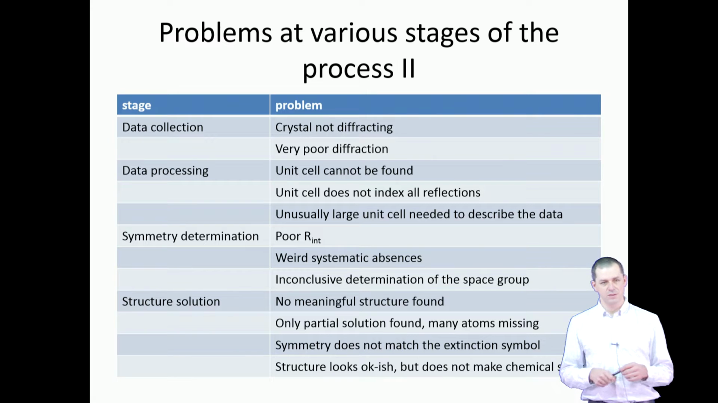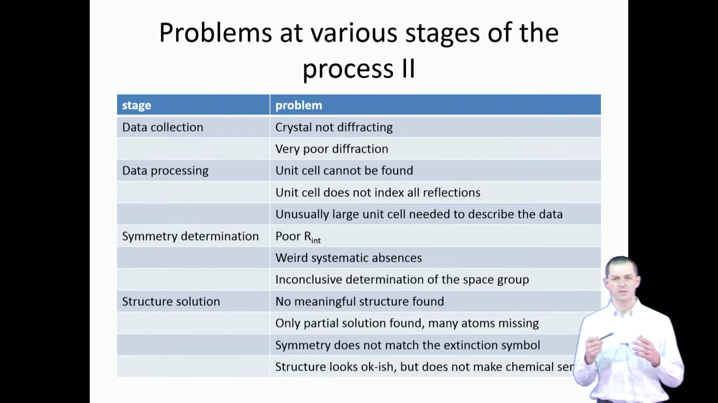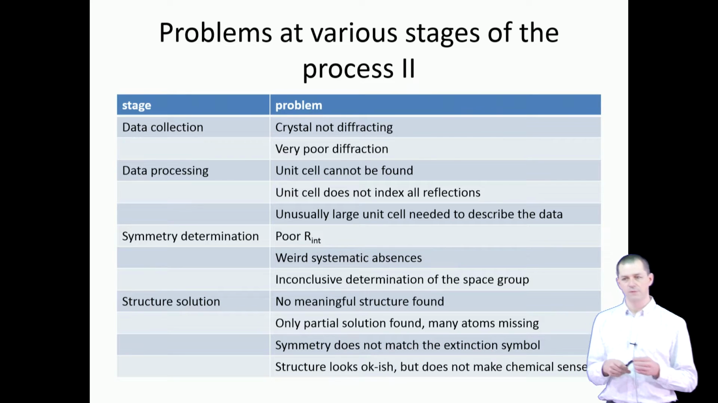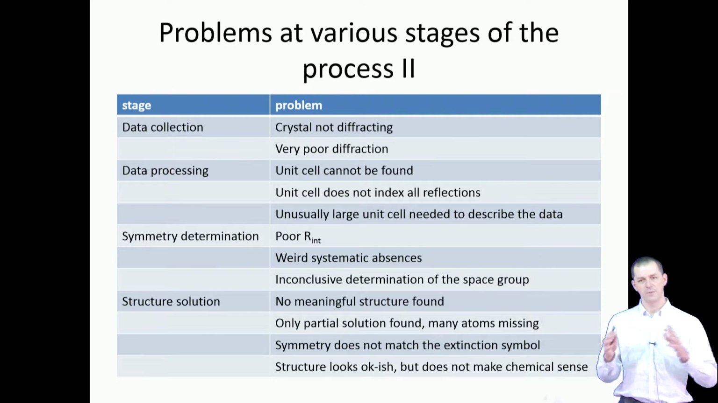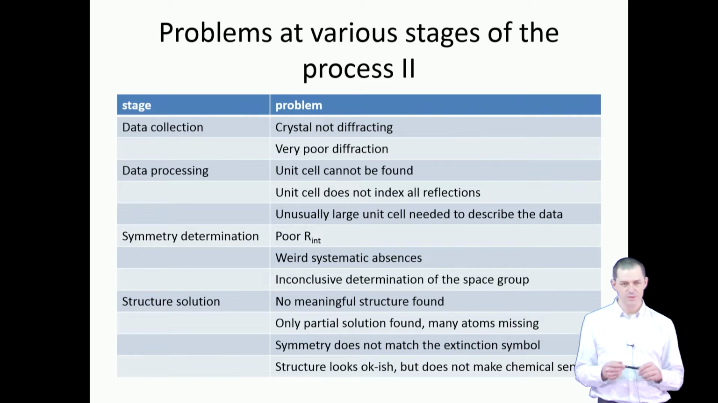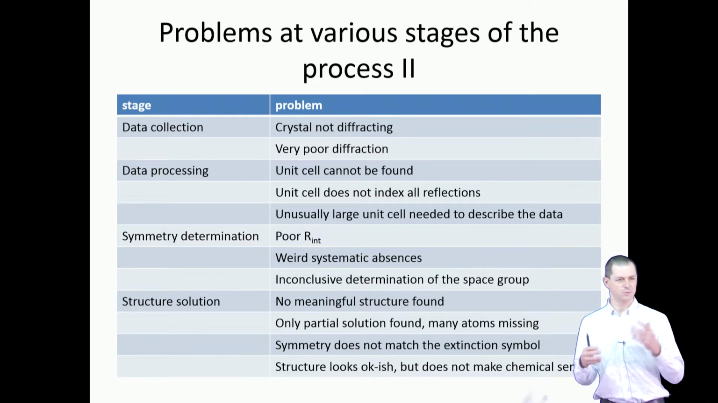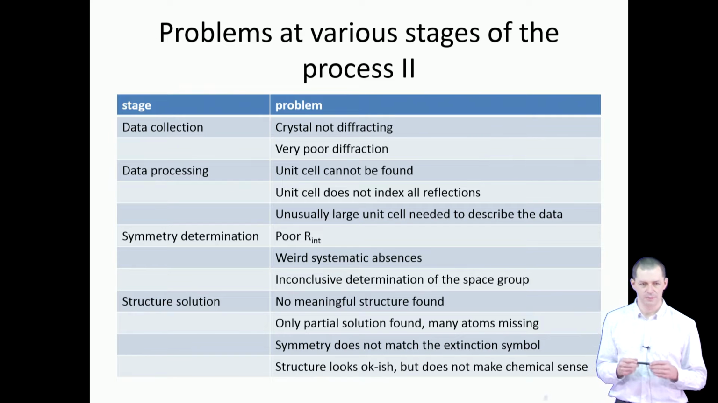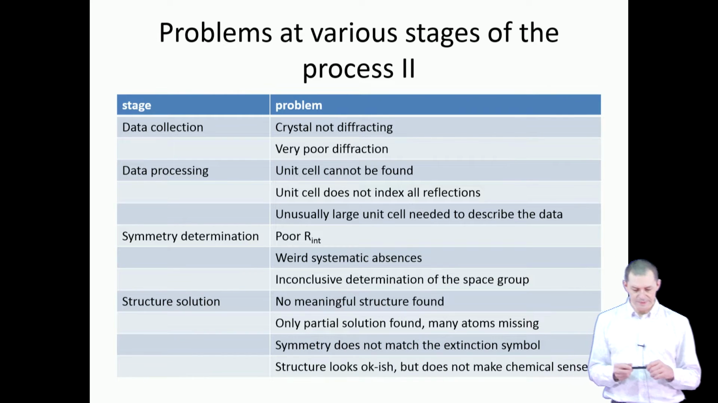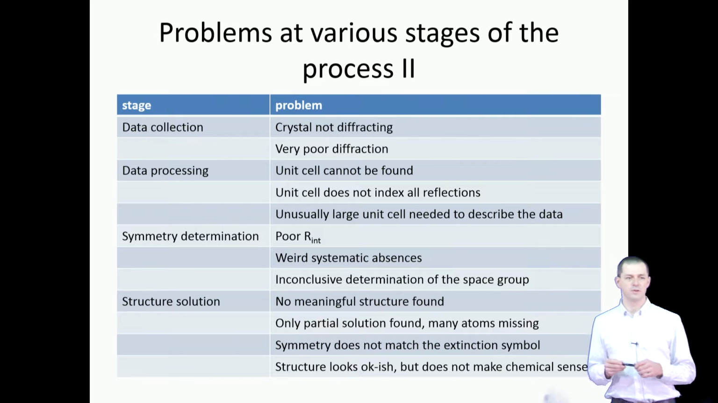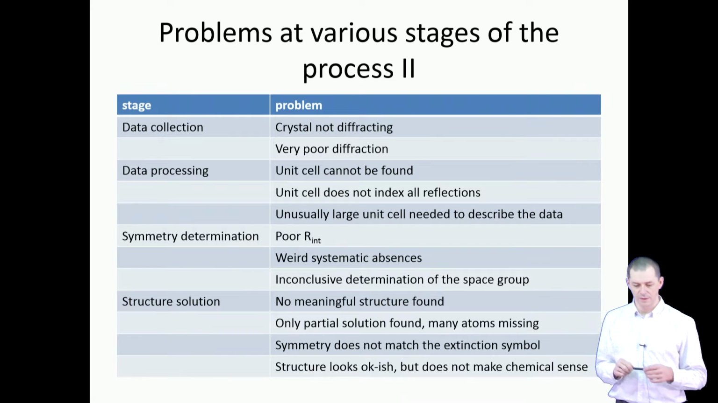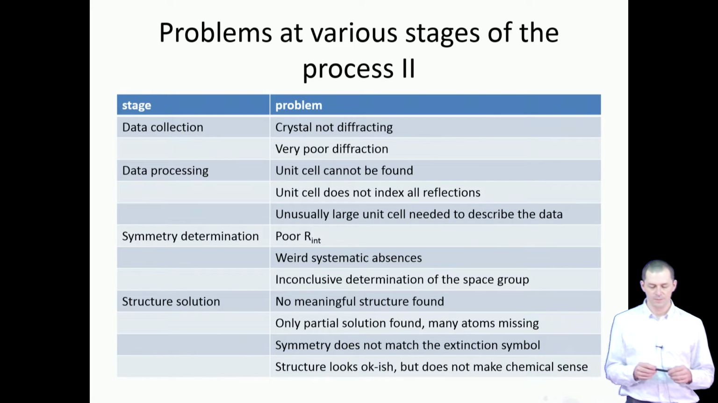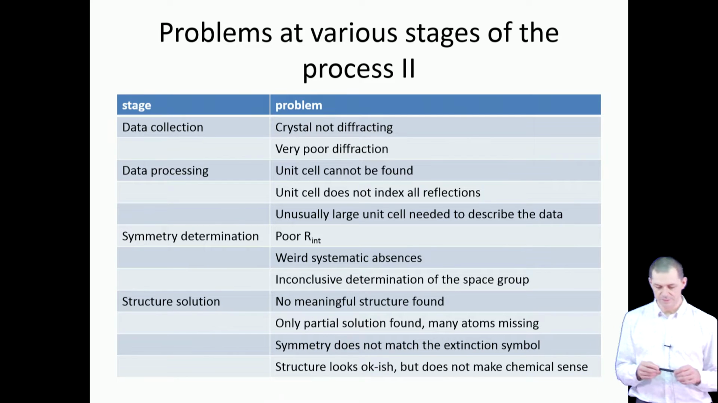In the next stage, when you have the unit cell, the next stage is symmetry determination. The typical problem is that you have poor R internal, so poor agreement of symmetry related reflections. You may have funny systematic absences that do not really match any known systematic absences of known space groups. Or you can have an inconclusive determination of the space group. So in the end of the process, there is still a list of possible space groups, and you cannot distinguish between them from the data you have.